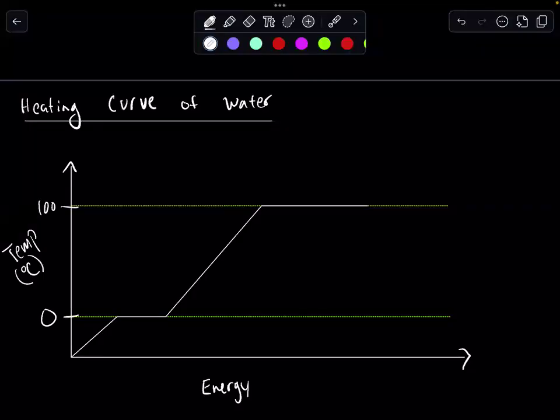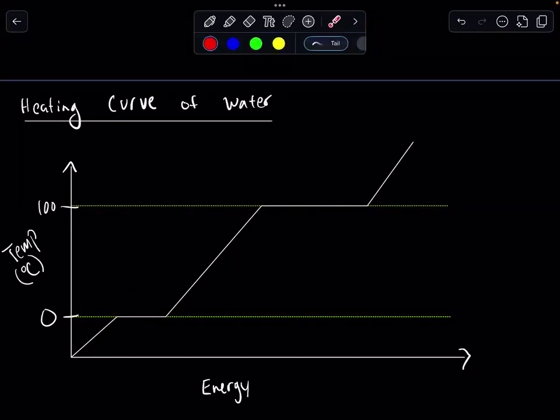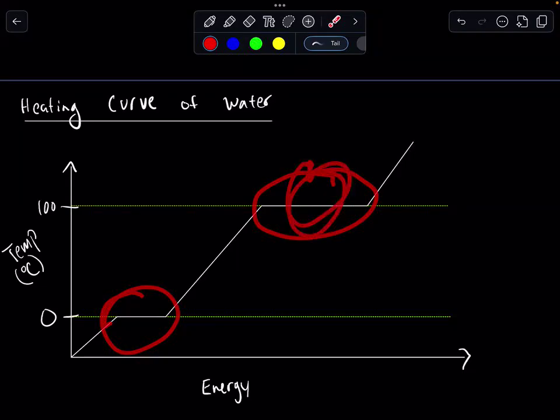Now I'm going to indicate that I've done a couple things here, and those things are number one, I have flat regions at the boiling and freezing points. These are very important because at 0 degrees, water can be both liquid and solid, ice and water. And at 100, water can also be liquid or gas. When you boil your pot of water, you'll notice that it's still liquid as bubbles are forming.